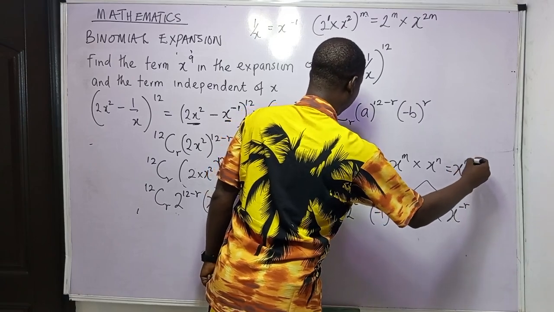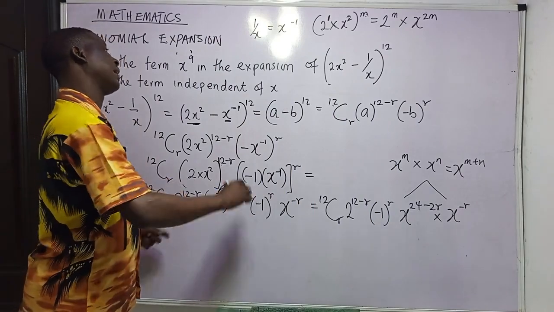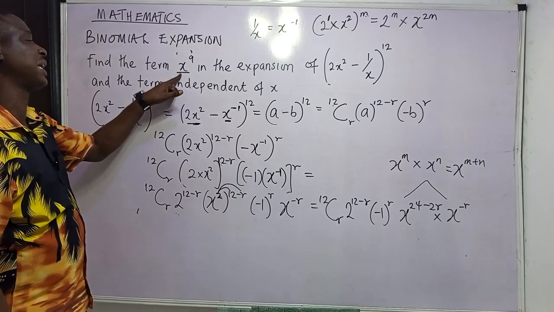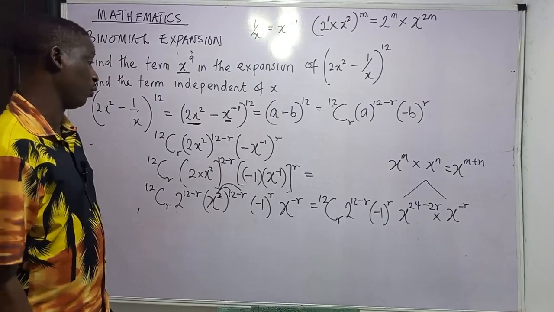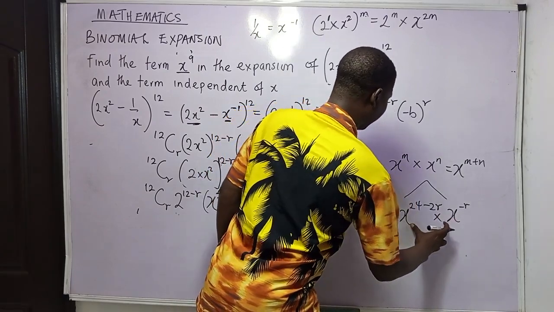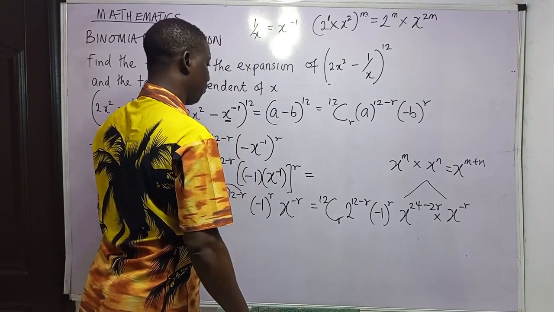Then we have x to the power of m plus n. And don't forget that even as you are doing that, our aim is to make sure that the term of x to the power 9 is what we are looking for. So can I just drag this one out and equate it to this one first so that I can get my r from there.